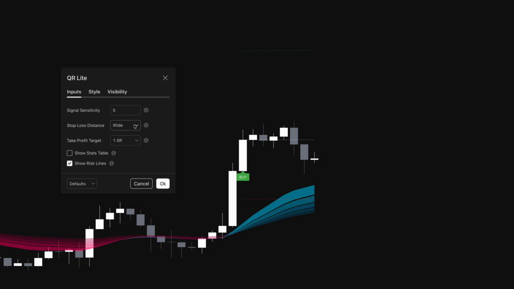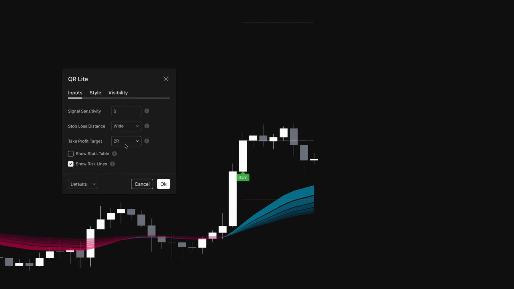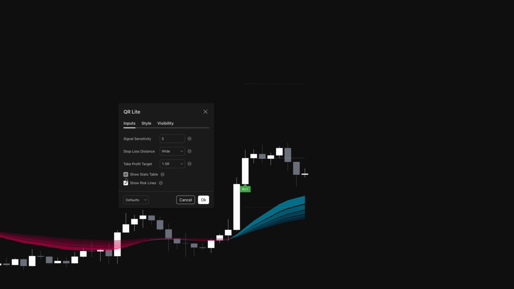Take Profit Target provides 1 to 1.5, 1 to 2, or 1 to 3 risk-reward ratios. The 1 to 2 default offers the best balance, profitable at 34% plus win rates while remaining achievable in most trending conditions. 2 toggles control the stats table and risk lines display, for those who prefer cleaner charts or manage positions externally.